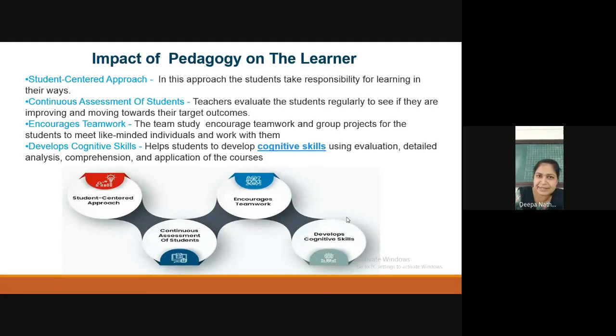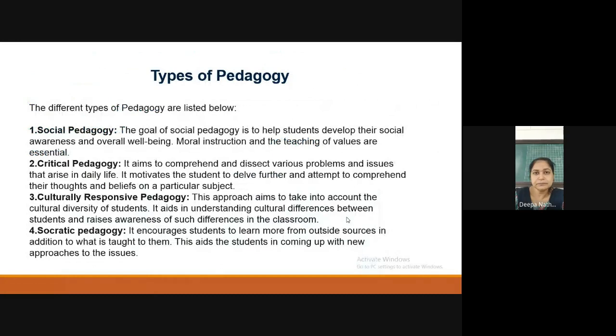Okay, can we go to the next slide, please? Types of pedagogy. Now, we have seen different ways of selecting a particular medium. In the first slide, I told you pedagogy is nothing but a way of teaching or a method selected for teaching. Why is it important? The types. Four types are listed below. The first one is social pedagogy.